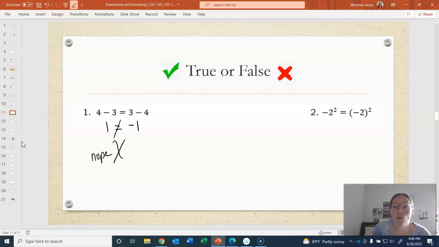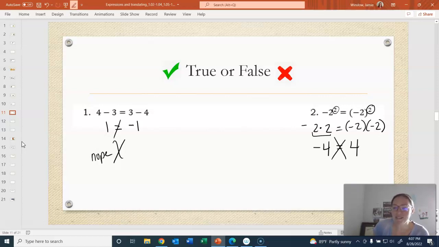Let's see number 2. So this one I always want to go over because they kind of look very similar. They are very different. So you can see here this squared is covering everything inside the parentheses. That means you're going to square everything. Over here, this squared is just touching the big 2. That's it. So you're only going to square what it's touching. You're only going to square the 2. So this is negative 2 times 2, which is negative 4. This is negative 2 times negative 2, which is positive 4. These are not the same.